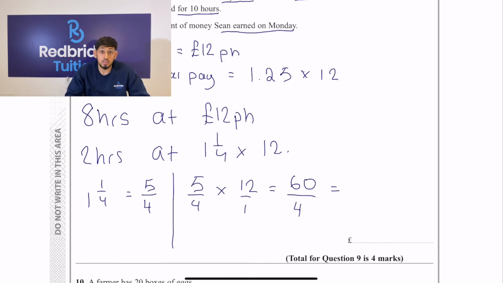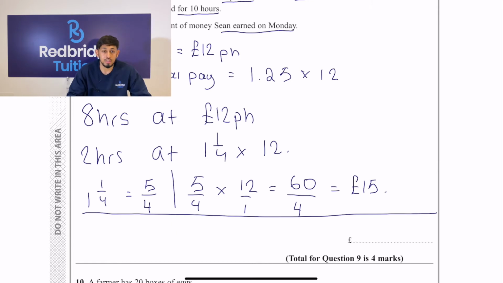Now, 60 divided by 4 is equal to 15. £15 is the amount that he would be paid per hour for overtime. He does 2 hours of overtime, so he would be paid £30 for the 2 hours that he has done. So I'm going to write £30 for overtime.